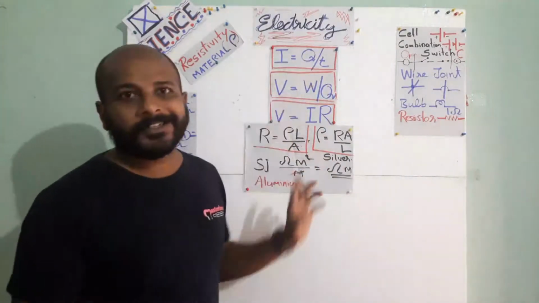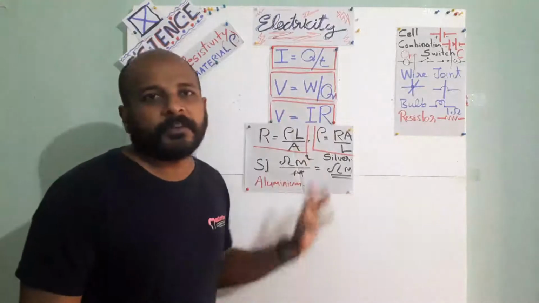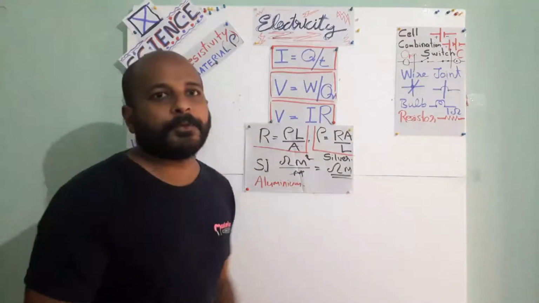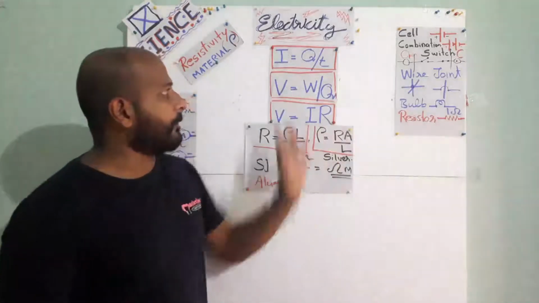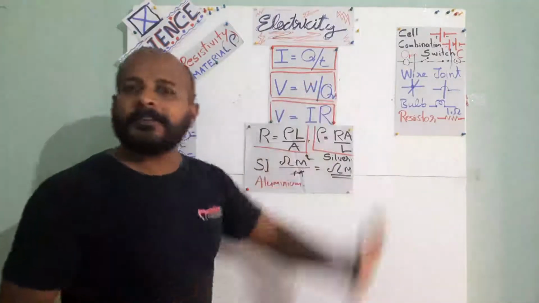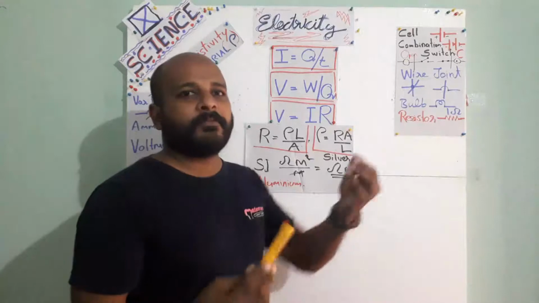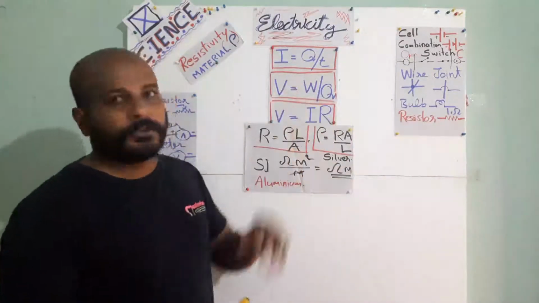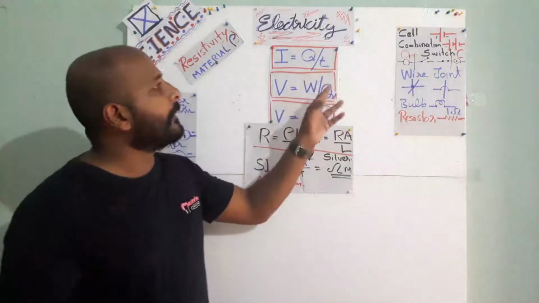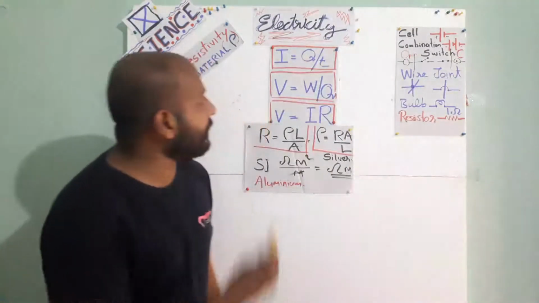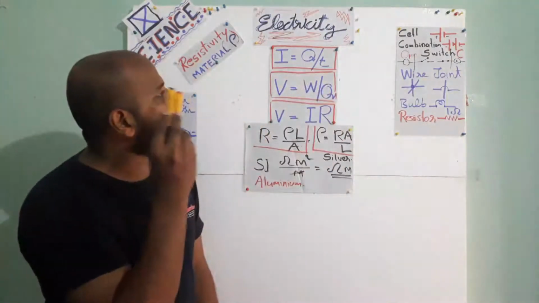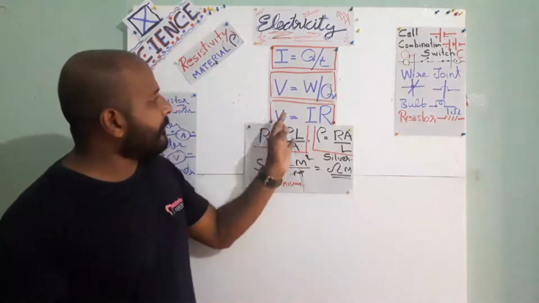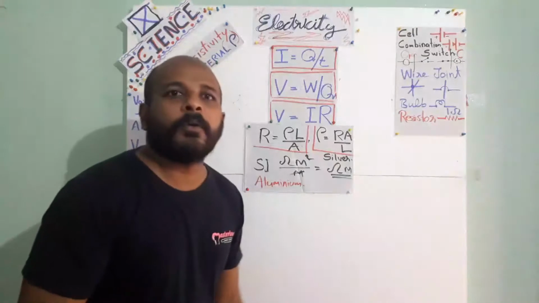First one, what is current? I equals Q by T. Rate of flow of charge: charge divided by time. I is equal to Q by T. Unit is ampere or coulomb per second. Voltage: work done to take a unit charge from one place to another. Work done, W. Charge, Q. Work in joule, charge in coulomb. Joule per coulomb is the unit.